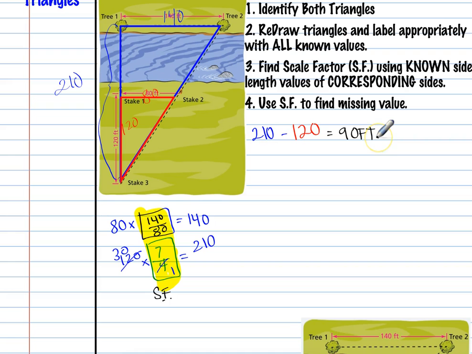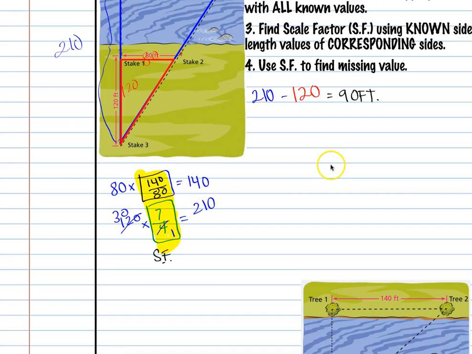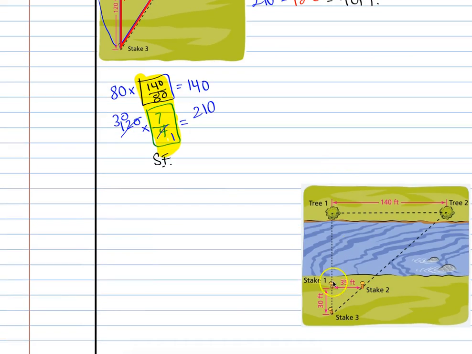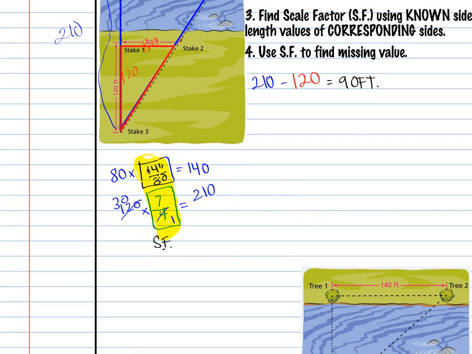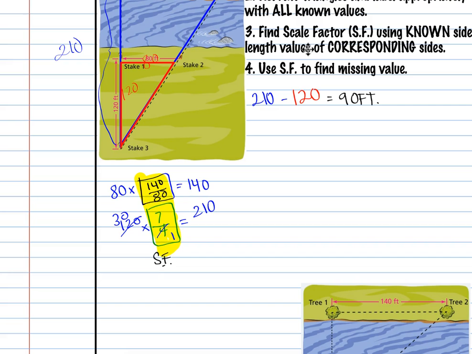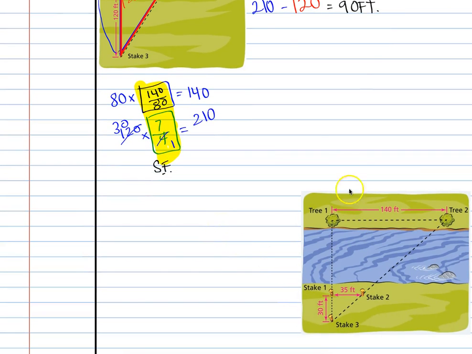90 feet. Now I'm not going to do question 2 because I'm going to leave that up to you. You should do the same thing we did here earlier to solve this one. Find your scale factor using your known side length values of corresponding sides, and then use it again to compare your unknown.